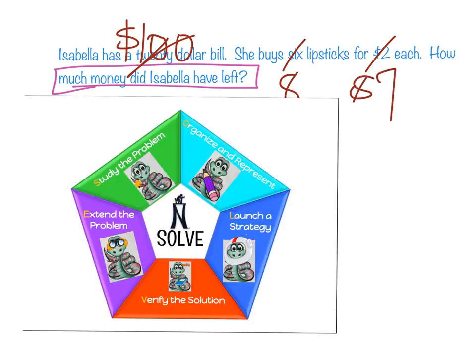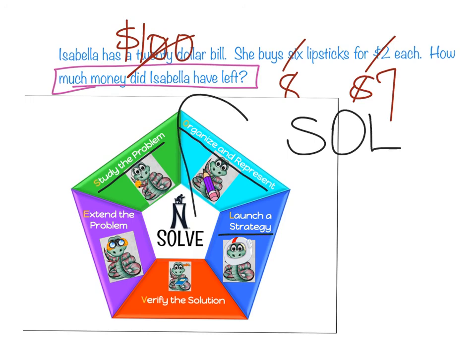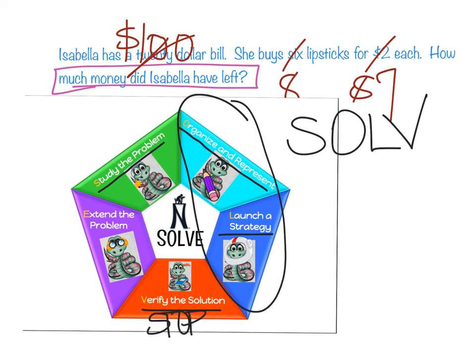So now you've seen our word problem solving process all the way from start to finish in a one-step and a multi-step. So remember, first step, study the problem. There's our S. Second, organize and represent. There's our O. Launch a strategy. There's our L. And remember, these two will go together. Then you have the verify the solution. There's our V. And remember, that's the red. So red, like a stop sign. This is where we can stop. We're done. We've solved the problem.